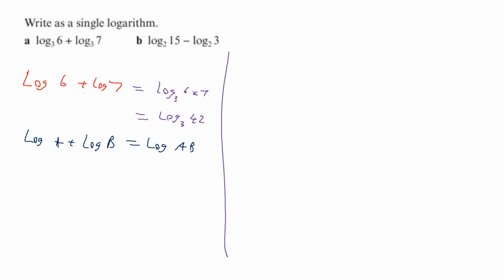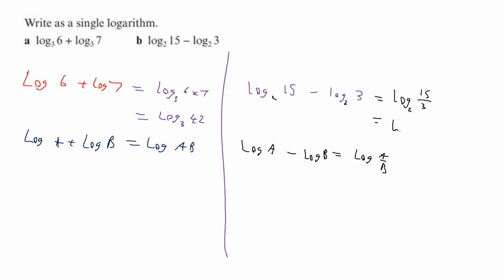Now let's look at this one. Log base 2 of 15 minus log base 2 of 3 is what? Well, we know that from the previous slides, log a minus log b is the same as log a over b. So this is the same as log base 2 of 15 over 3, which is equal to log base 2 of 5. So all we're doing is manipulating the log rules.